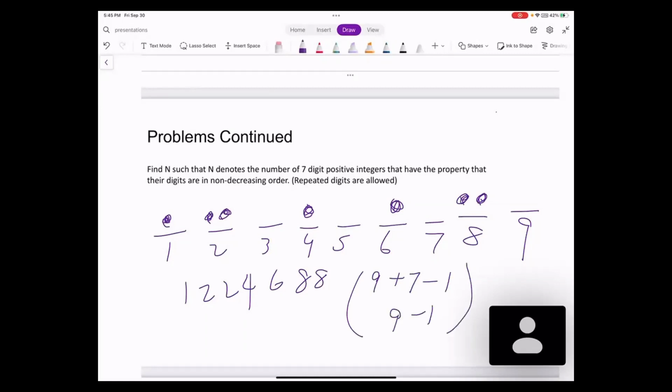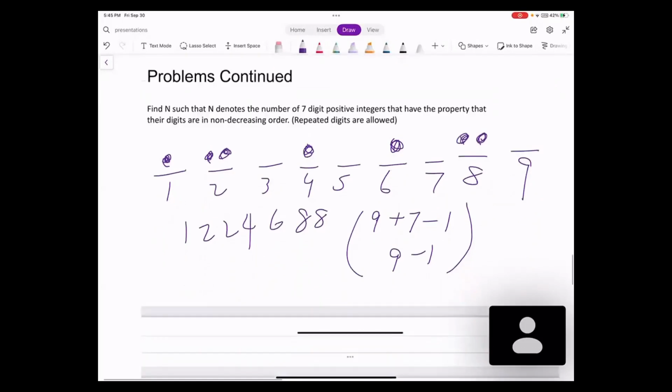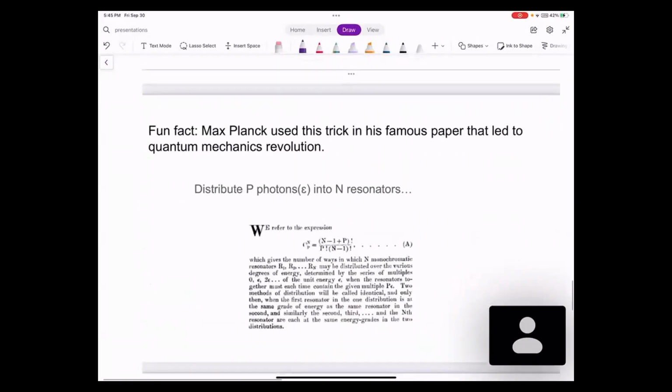Cool. So that is the last problem that we will look at. And one fun fact about this technique is that Max Planck also used this in his paper, which also won the Nobel Prize and led to the quantum mechanics revolution. The problem that he was trying to solve was distributing p photons into n resonators, and you can see that he also used the same equation here. Okay, cool.